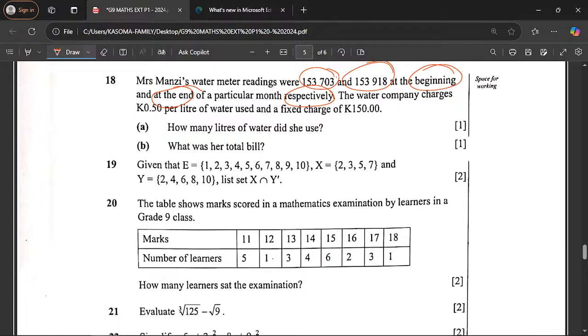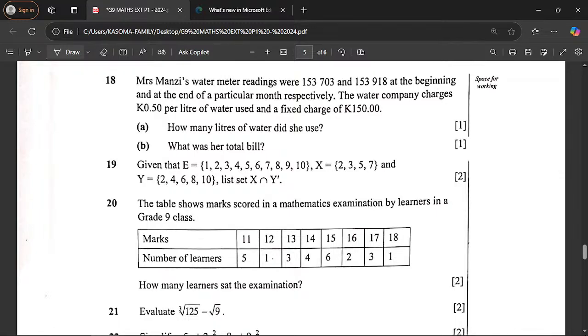Okay, I hope you have understood now. Now let's go ahead and complete reading the question. Always understand that when they say respectively, they are saying in that order, the way they are coming. The water company charges 0.5 kwacha per liter of water used and a fixed charge of 150 kwacha. How many liters of water did she use? That is question 18A, and question B is what was her bill.